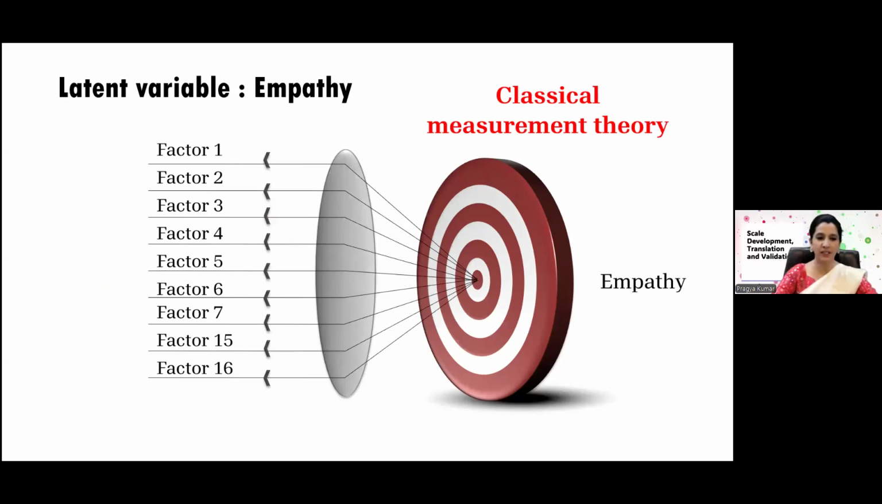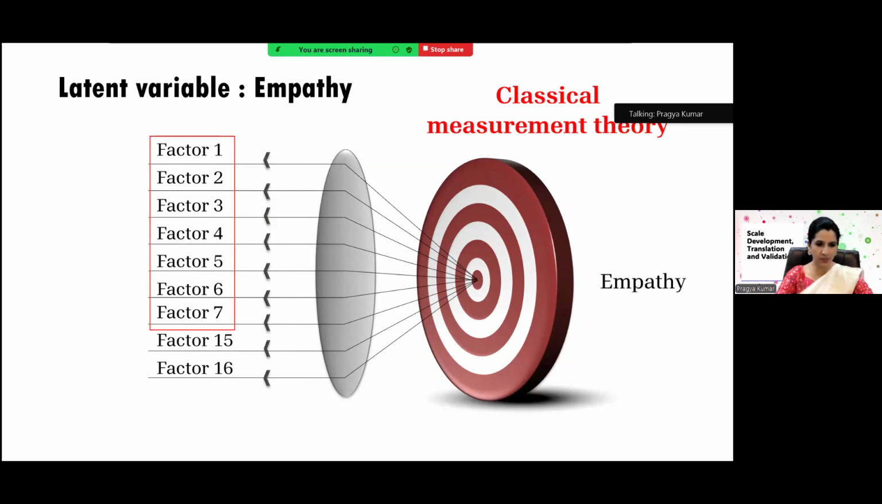So coming to the latent variable of this, you can see there are 16 items in the Toronto Empathy Questionnaire. All these 4 sessions, the 4-day session, will be based on this scale also. Since this was the activity in the breakout room, you people collected the data. So all our examples are based on this only.